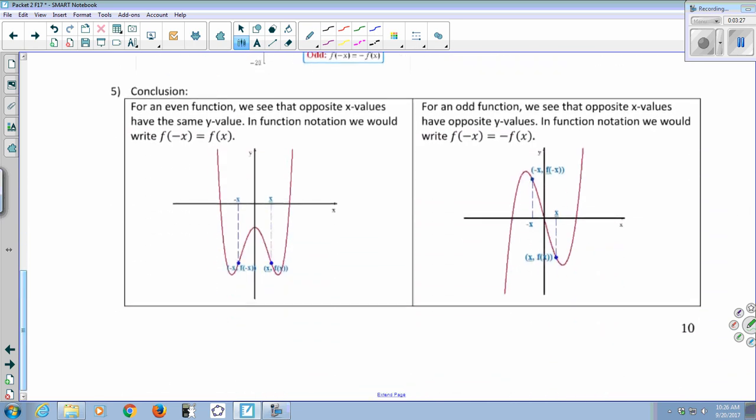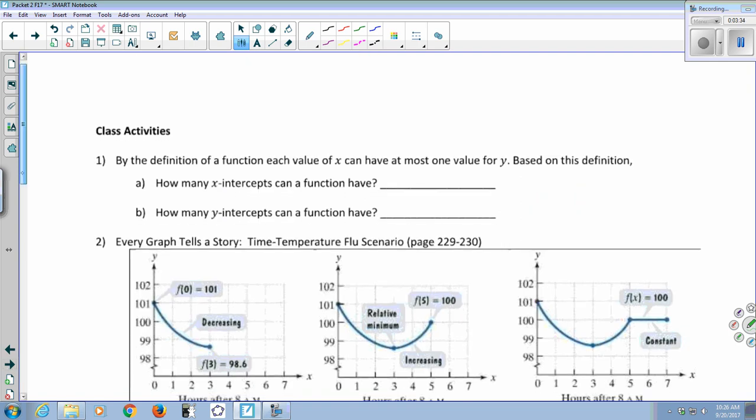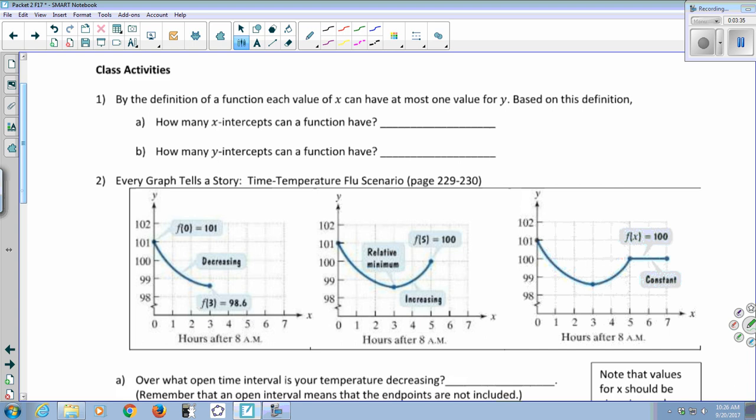So this is just a little summary of that. And that's it for the demo portion. You should work on the class activities and then watch the video for them after you have completed them and checked your answers.